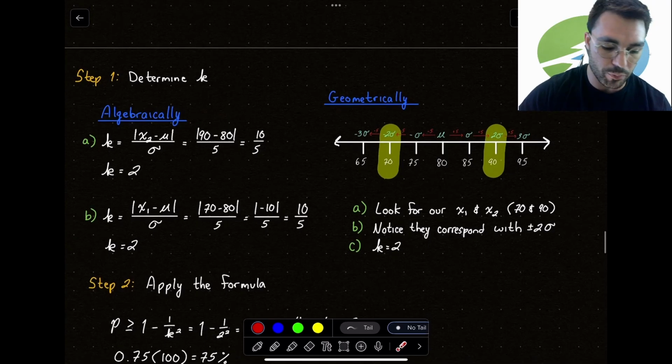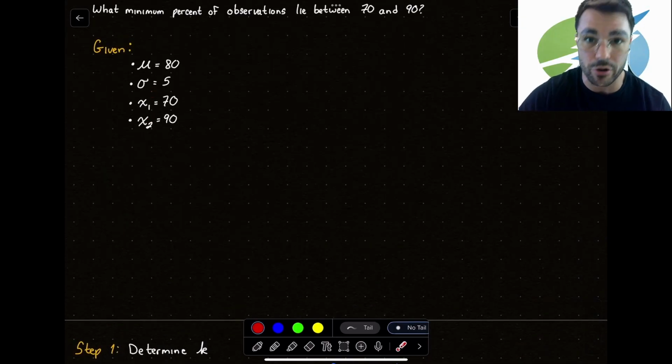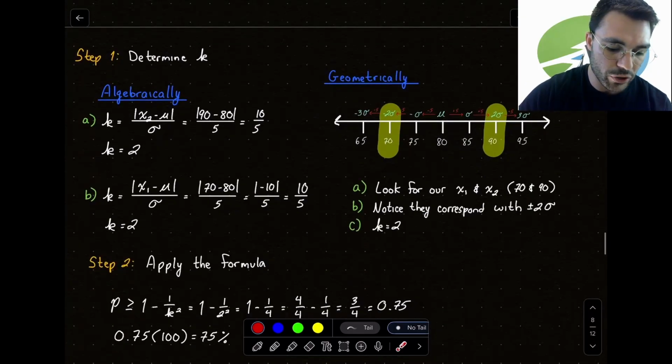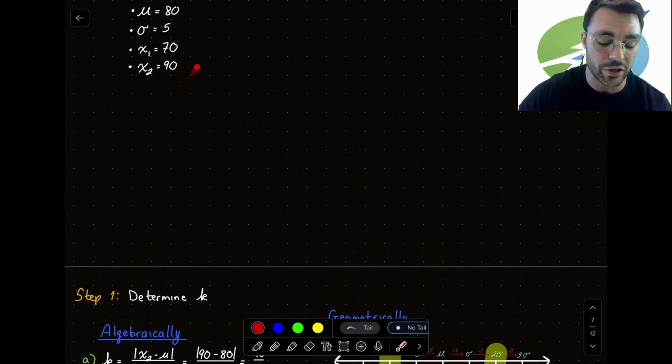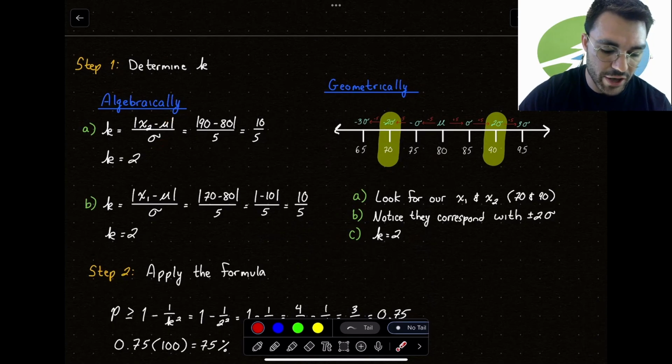Anyway, algebraically, we use our formula. I did it twice here just to show we would get the same answer. It doesn't matter which x value we use as long as we take the absolute value. The first way, I use x sub 2, because x sub 2 is the larger value and it's greater than our mean. So we take the absolute value of x sub 2 minus mu over our standard deviation. That's 90 minus 80 over 5, gives us 10 over 5, k equals 2.